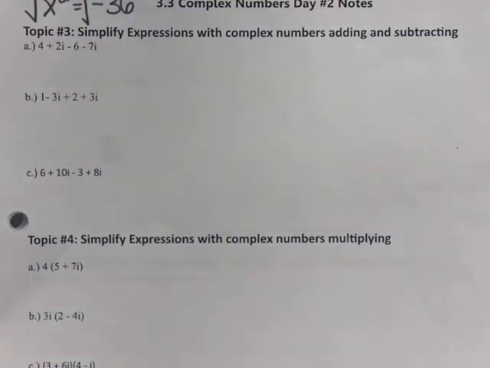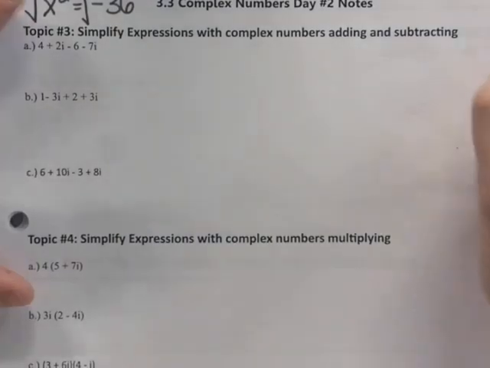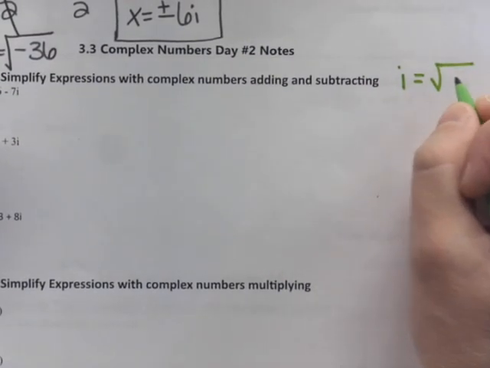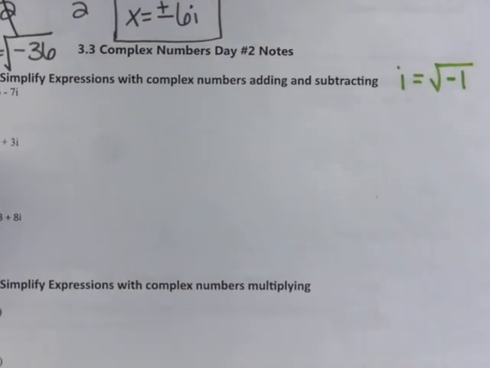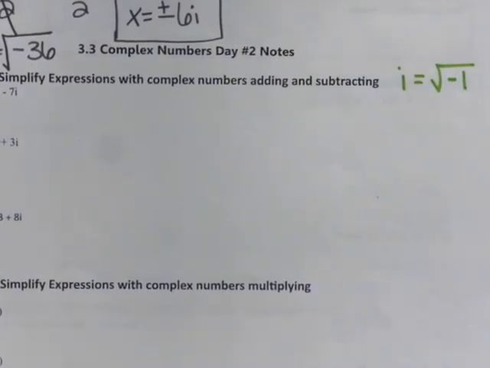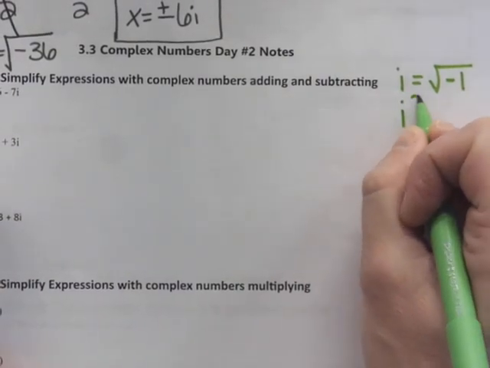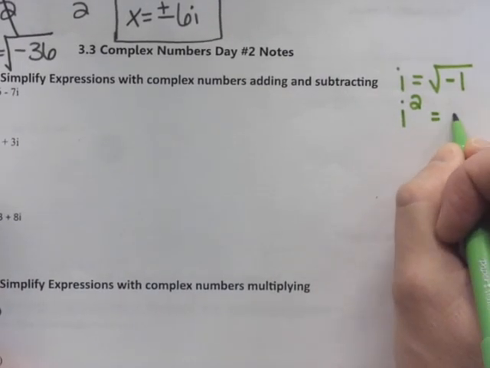So today we're going to learn how to simplify expressions that have the number i. So first of all, remember our number friend i is equal to the square root of -1. Our number friend i is equal to the square root of -1. And i squared is equal to -1.